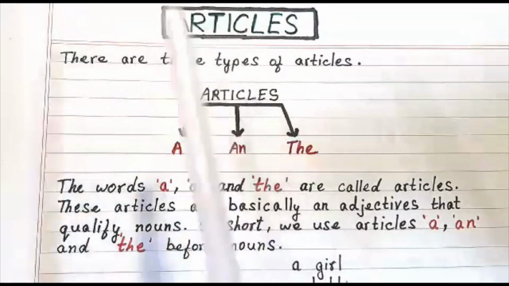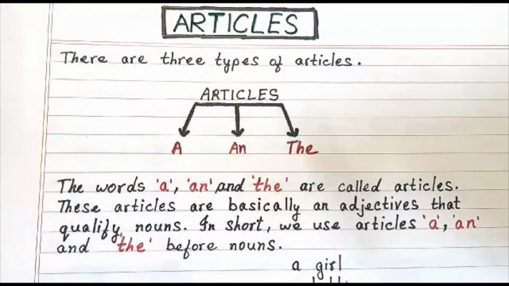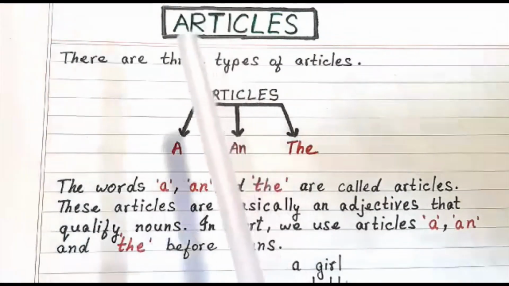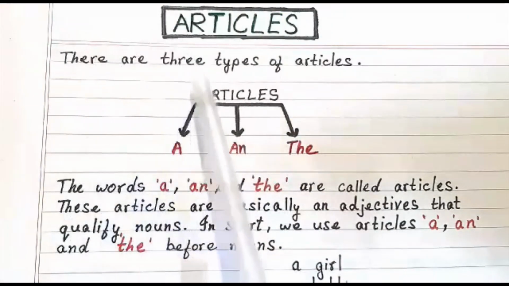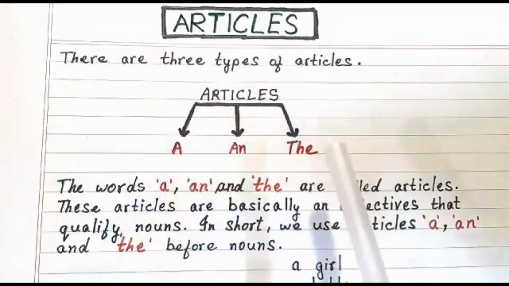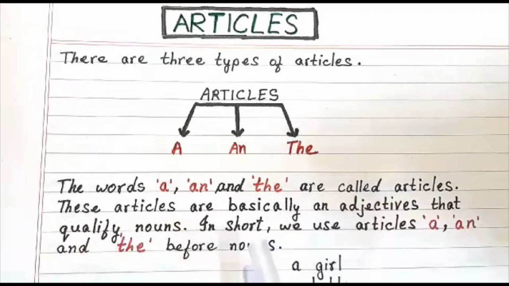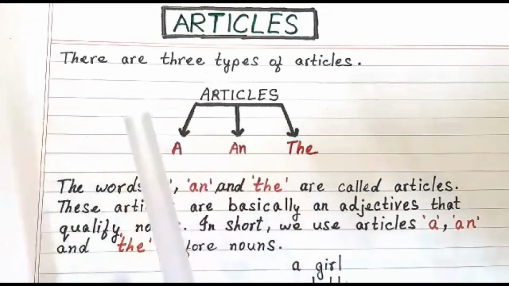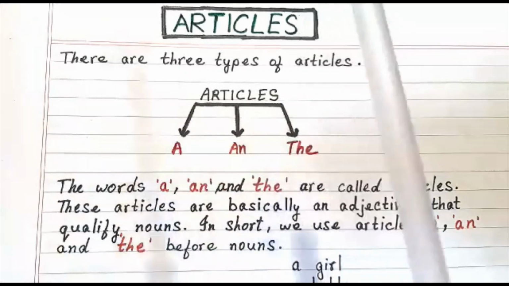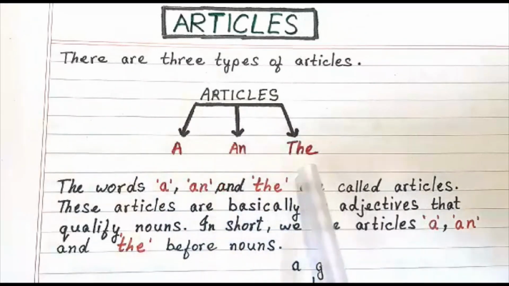Articles. Articles are inseparable friends of nouns. A noun is incomplete without articles. So what are articles? There are three types of articles: a, an, and the. The words a, an, and the are called articles. These articles are basically adjectives that qualify nouns. In short, we use articles a, an, and the before nouns. So how many types of articles are there? There are three types of articles. They are a, an, and the. Clear?